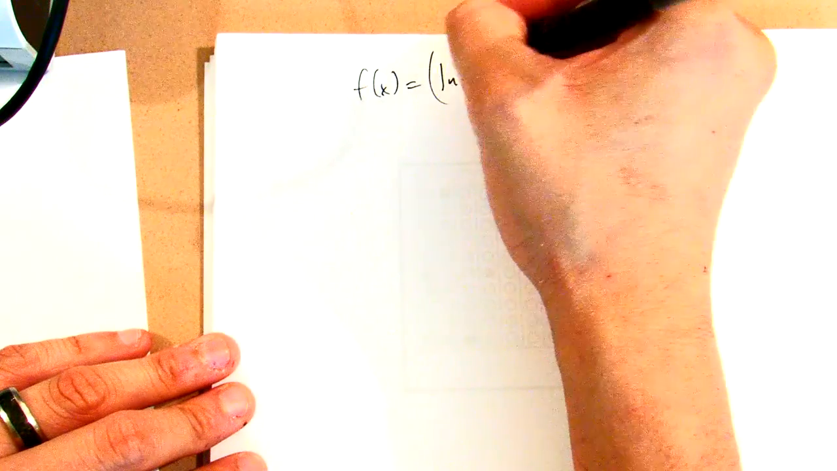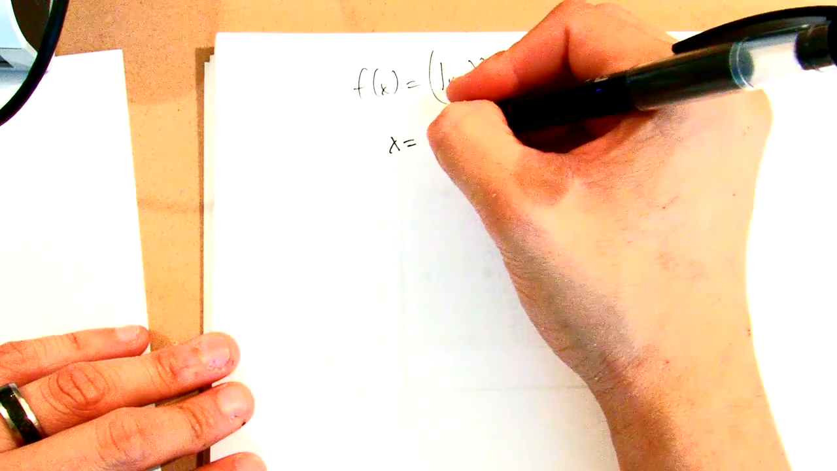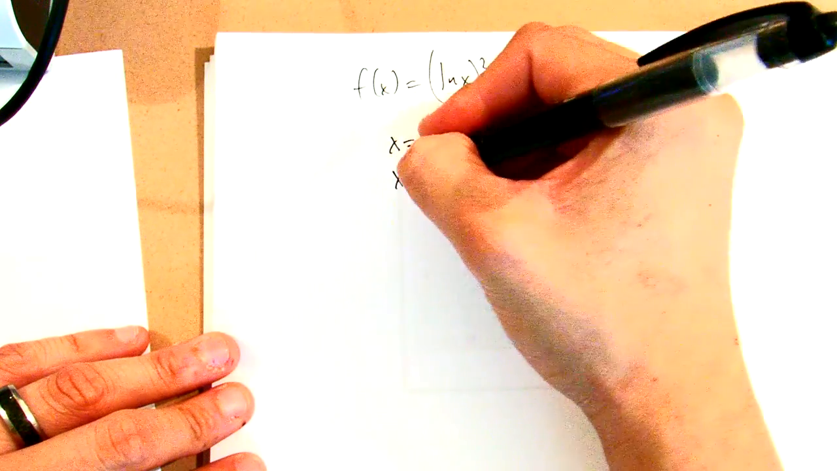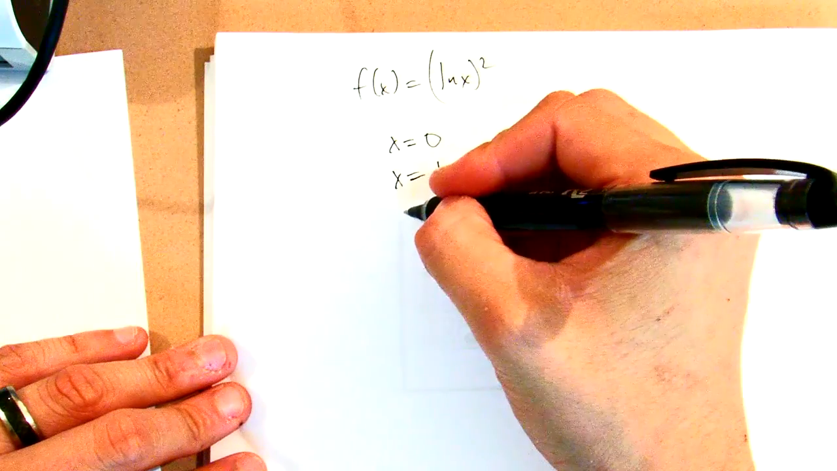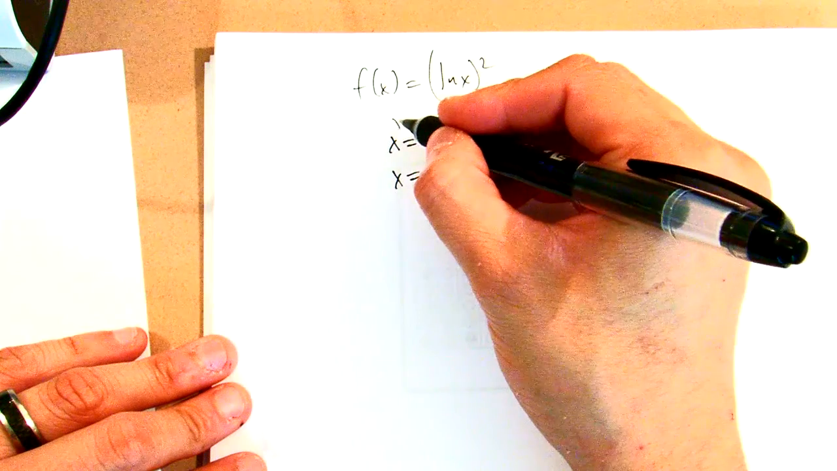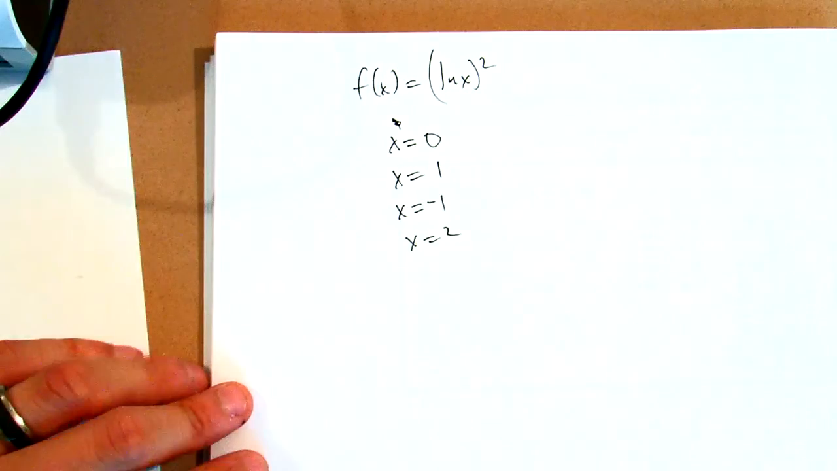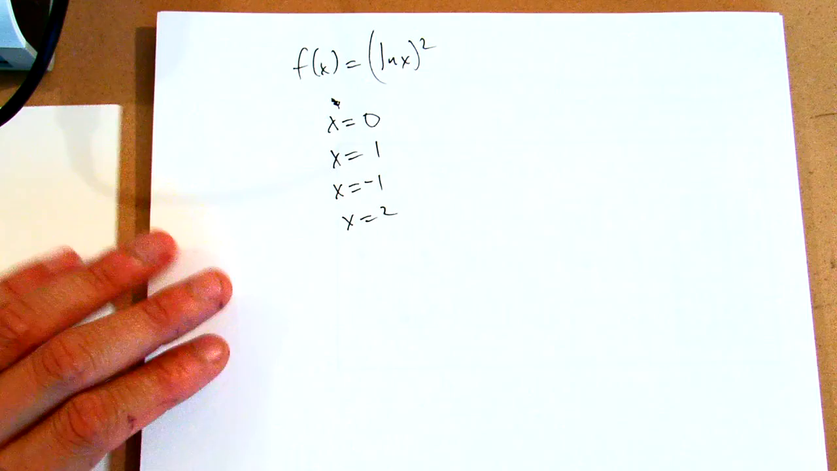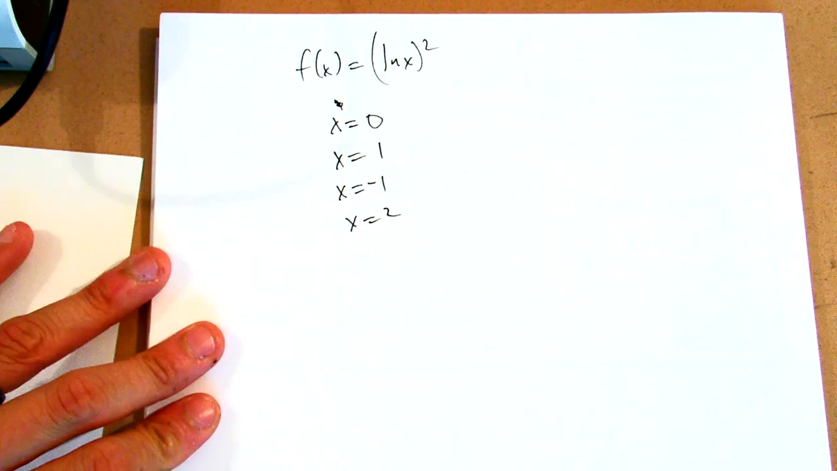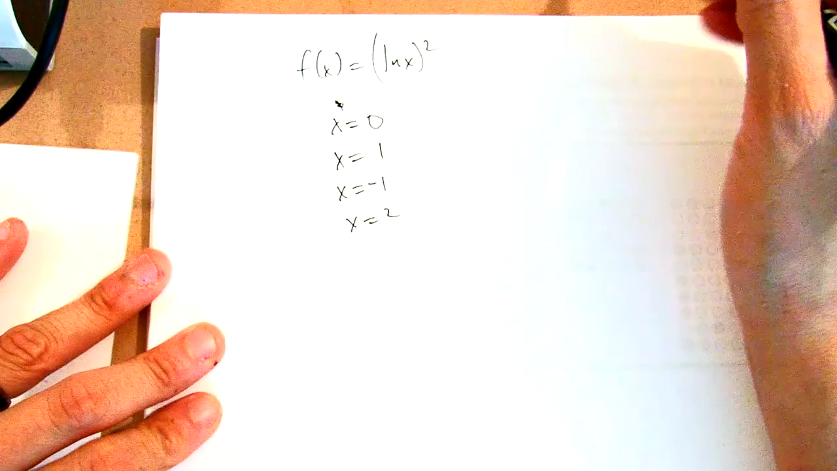So far, for the function f of x equals the natural log of x squared, we have x equals 0 and x equals 1. We also have to check the endpoints of x equals -1 and x equals 2. So we're going to find all our extreme values and the absolute max and min as well. So let's go ahead and do so.